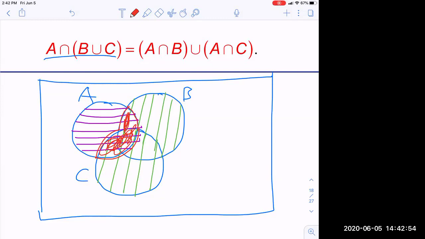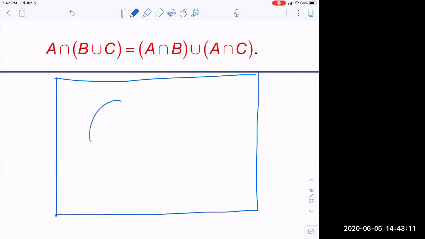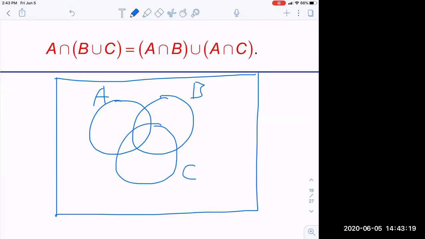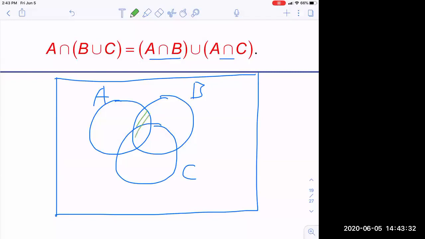Now, let's do another one for the right-hand side and see if we get the same thing. Let's go with blue again for this big A, B, C. Okay, we're doing what's inside the parentheses first. So let's do A intersect B in green. Okay, here's A intersect B.